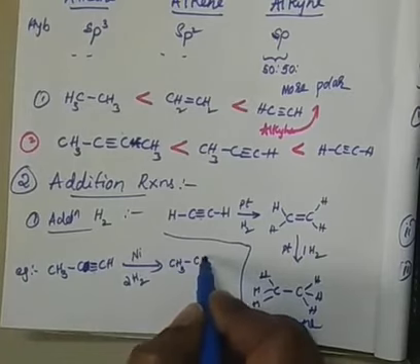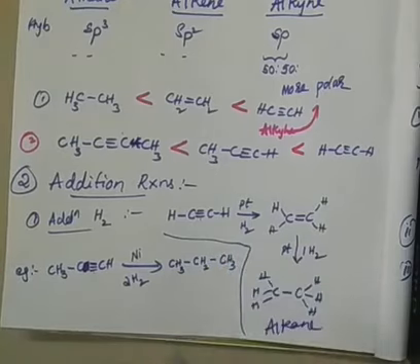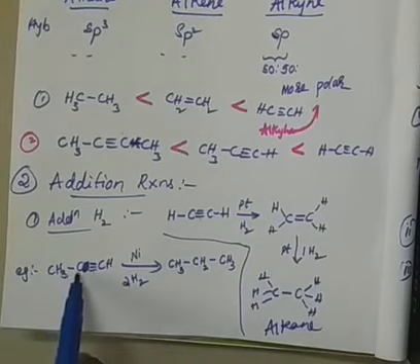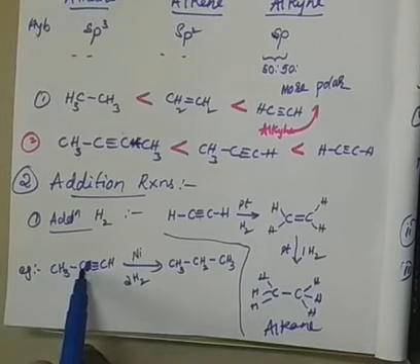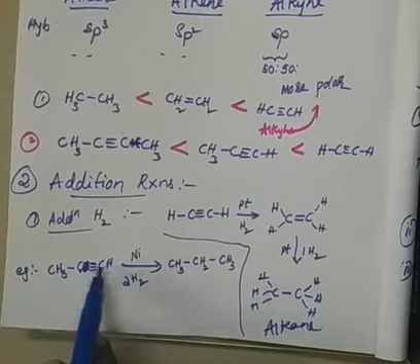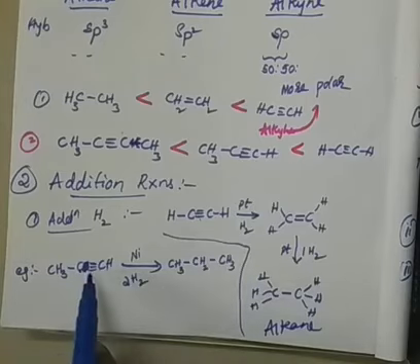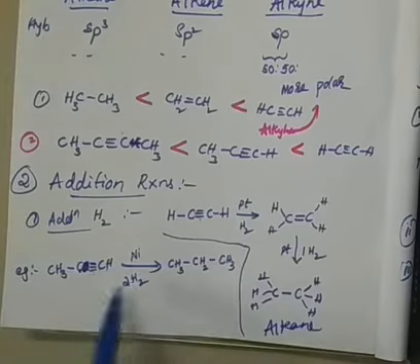See here, this will become CH2 and this will become CH3. You have to just concentrate that if 2 molecules of hydrogen are given, 2 hydrogens will be given to one alkyne carbon and 2 hydrogens to the other alkyne carbon. So the 2 alkyne carbons will take 2 hydrogens each to become saturated. Therefore, 2 bonds are removed and 2 hydrogen molecules have been added.